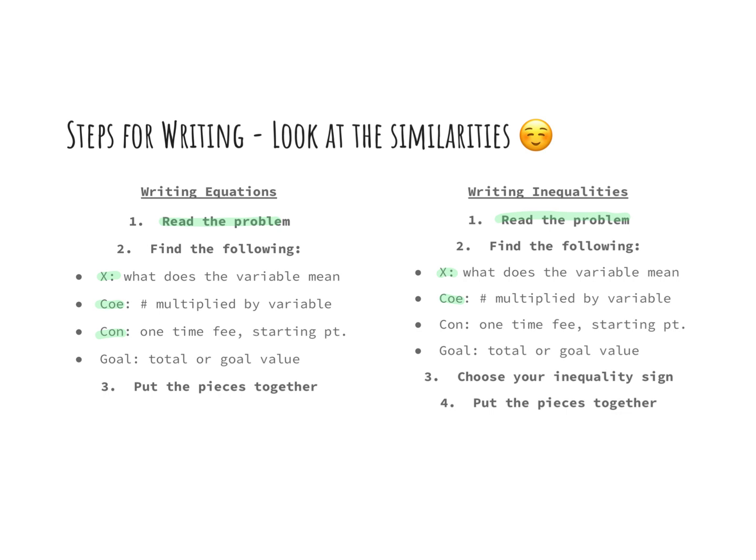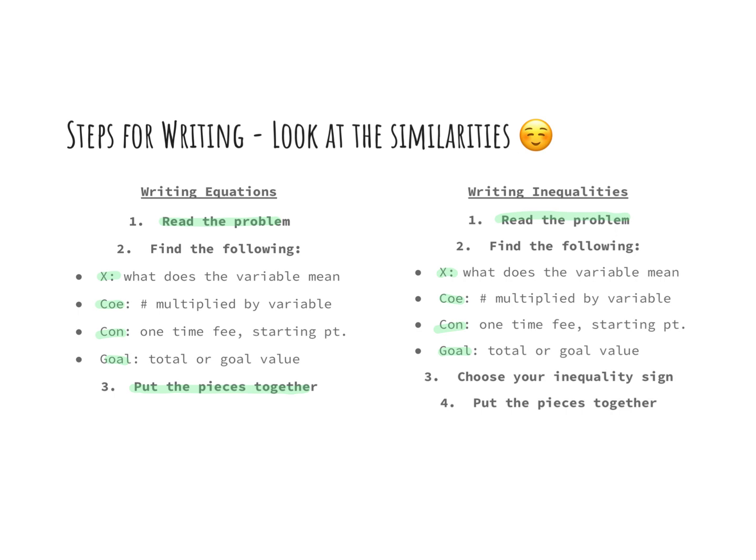Next up is our constant. This is a one-time action, a one-time fee. It could also be our starting point. And then finally, we have our goal. This could sometimes be our total, or it could be a fundraising goal or something we're trying to reach or compare with. Then we put all of those pieces together for equations and we're done.